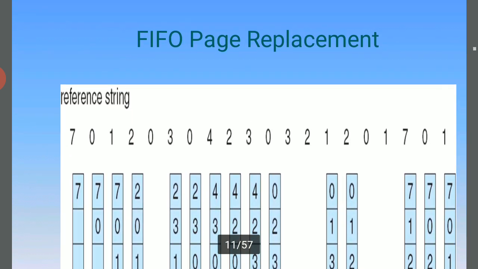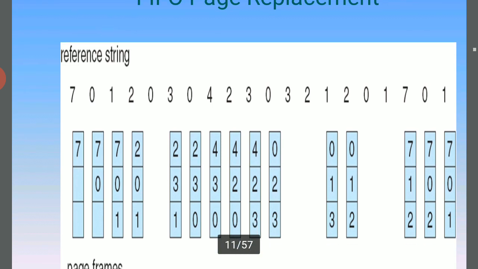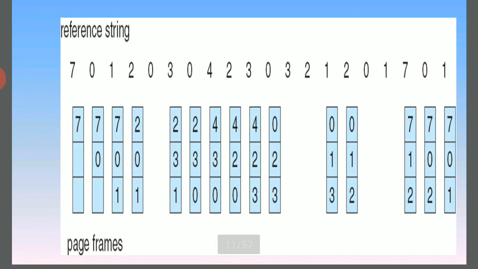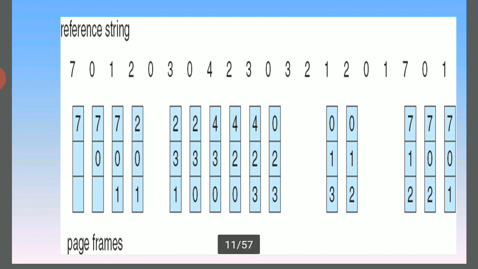Here see the FIFO page diagram with the reference string 7 0 1 2 0 3 4. The 7 is there in the page frames. Then 7 0, and the third place is empty. Then 7 0 1. Then 2 0 1, where the first page is replaced by the number 2. So first in first out automatically changes the pages in the table.